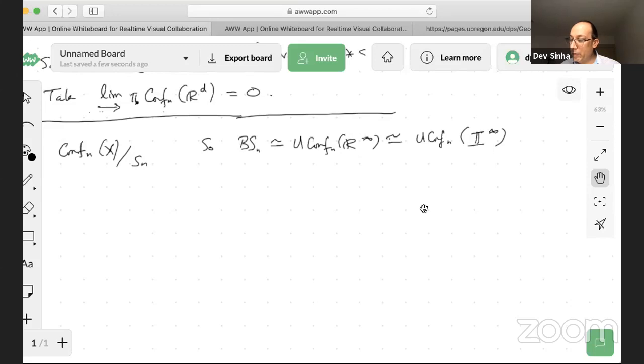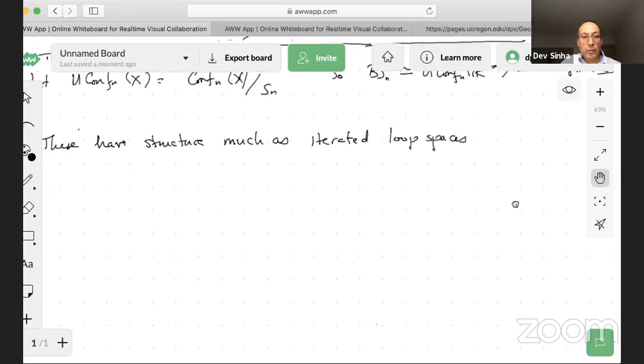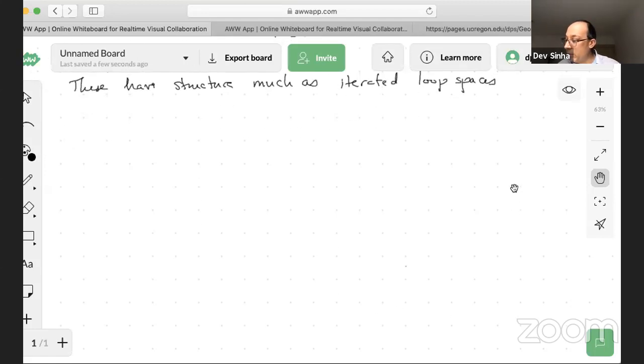Then these spaces carry structure that is reminiscent of, in fact, if you want more basic than, the iterated loop spaces. So what do I mean by that? Well, iterated loop spaces have a multiplication, and these do too if I take them all together. So I'm going to think about the union together, the disjoint union, so I'll have the components UConf_n in I infinity. Remember we had our product on loop spaces. Well, there's going to be a product here.